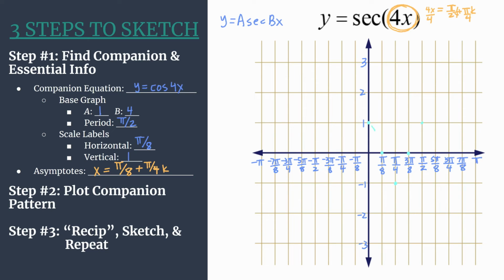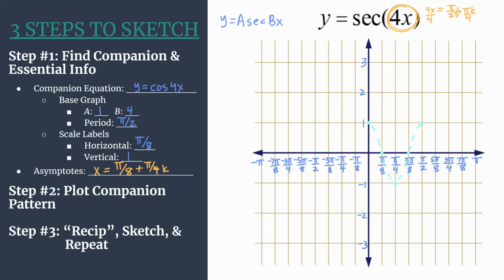So very lightly again here, this is not our graph, it's just the reciprocal, but we're going to use it in the next step to get the graph of secant, which is the one we want. All right, so we are ready for step 3. We will recip, sketch, and repeat. So recip just means take the reciprocals of the y values.